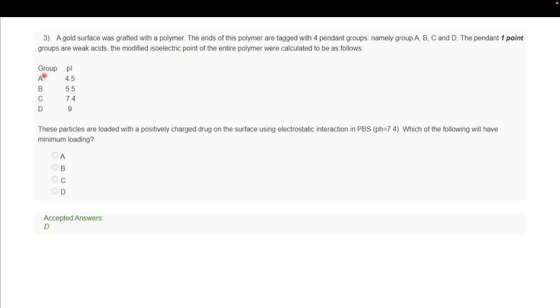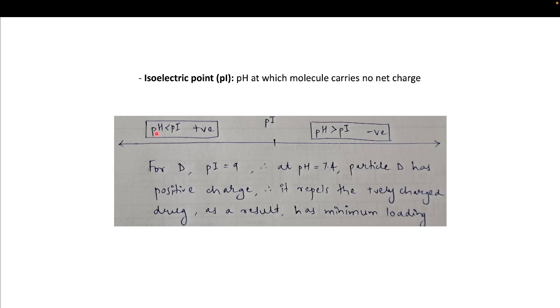If you have molecule A, its isoelectric point is below the pH, so it will have a negative charge. Same for 5.5, this molecule B. If you choose molecule C, the isoelectric point is same as that of the pH of the solution, so it will have a net zero charge. Versus if you see the last molecule, it has a very high isoelectric point, so it will fall under this class, where your pH is less than your isoelectric point. 7.4 is less than 9, so your molecule will have a positive charge, and because of this, since your drug is also positively charged, it will have minimum loading.